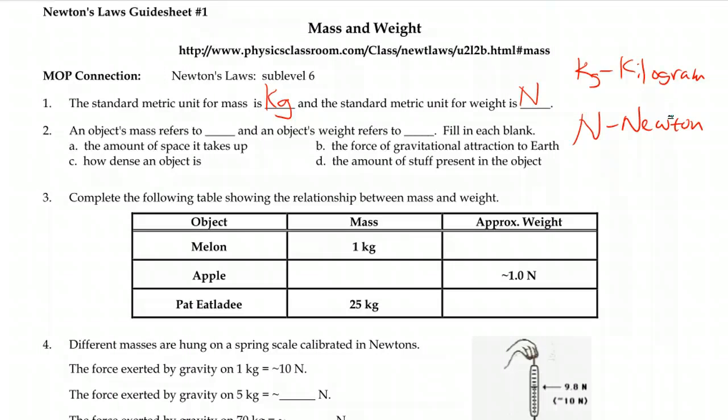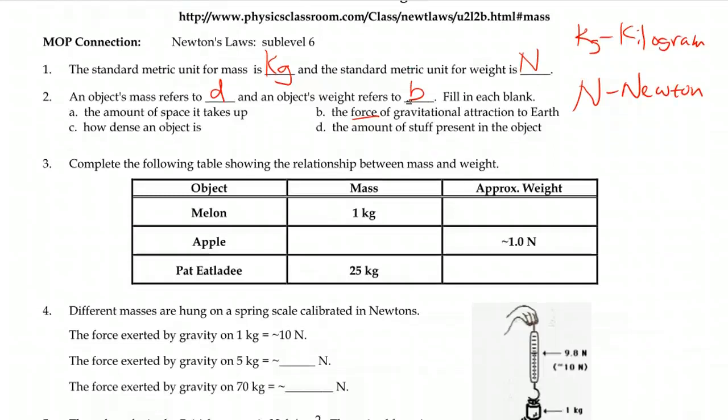Now, an object's mass, again, refers to the amount of stuff present in the object, and an object's weight refers to the force of gravitational attraction. Now, it could be to the Earth. If you were on a different planet, we could have your weight on that particular planet. Weight is the force of the gravitational attraction to whatever is creating the gravitational field you are currently in. Depending on your location, that could be multiple objects creating an overall gravitational field that you would compare your weight to.